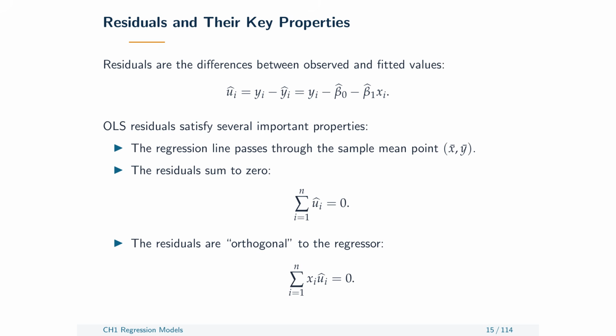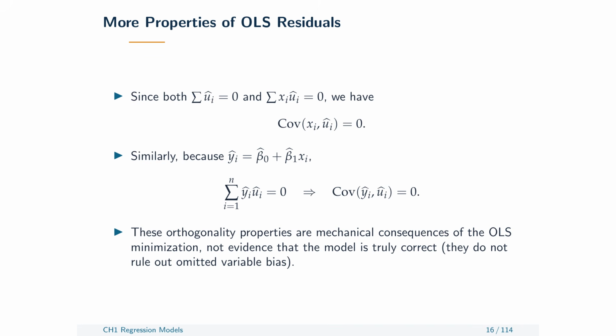With an intercept in the model, OLS residuals sum to 0. They are also orthogonal to x, meaning that the sum of x times the residual is 0. Fitted values are orthogonal to residuals as well. These properties follow from the first-order conditions that minimize the sum of squared residuals.